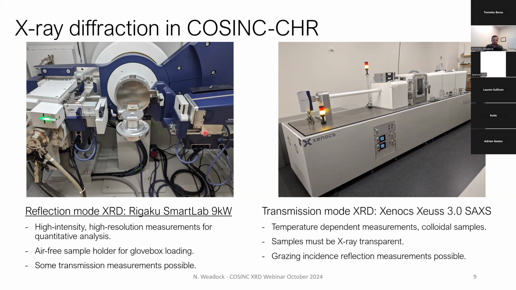You can do some transmission measurements on this instrument, but for transmission, I'd suggest actually using the SAX instrument we have, which can also do effectively X-ray diffraction. And this instrument here is nice because now we have the capability to change temperature. We can look at colloidal samples or samples in solution. However, because it's transmission, your samples need to be X-ray transparent, which introduces a little bit more difficulty at times in sample preparation.